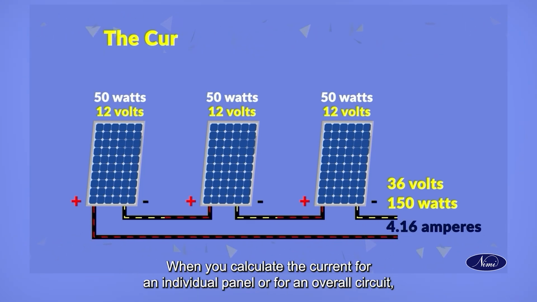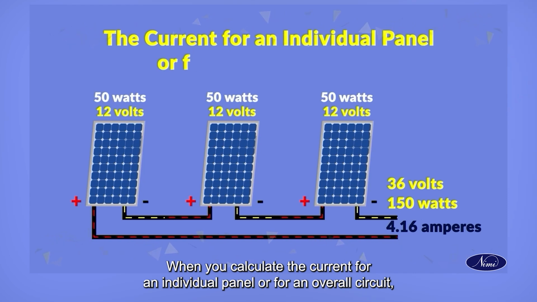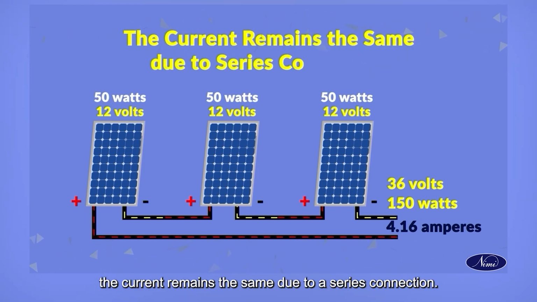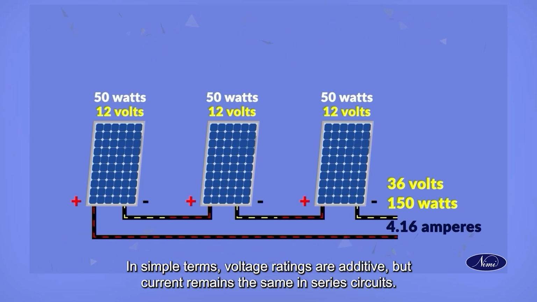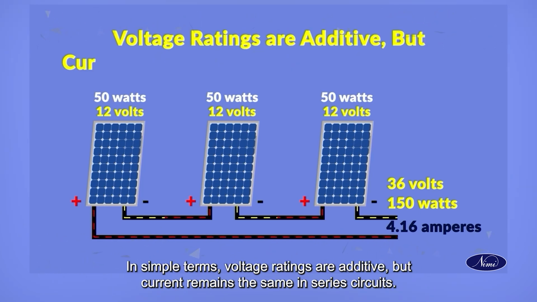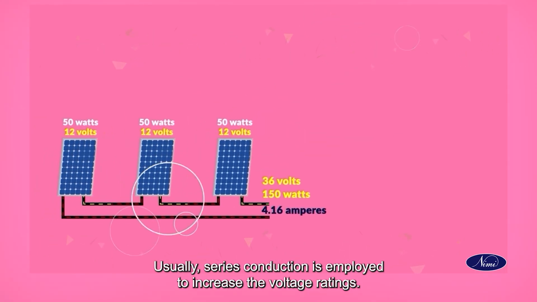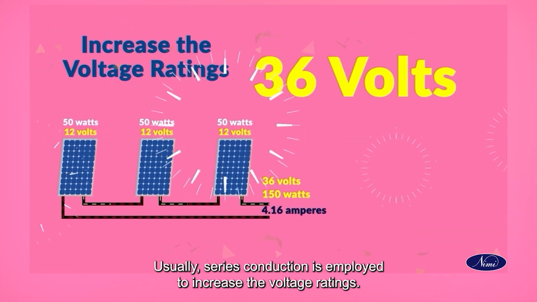When you calculate the current for an individual panel or for an overall circuit, the current remains the same due to a series connection. In simple terms, voltage ratings are additive, but current remains the same in series circuits. Usually, series connection is employed to increase the voltage ratings.